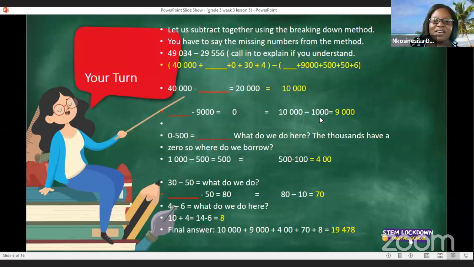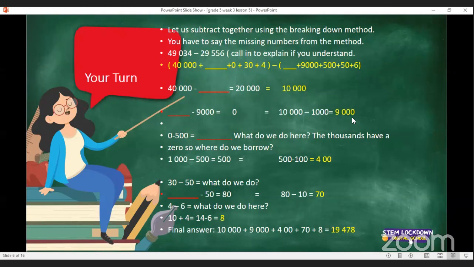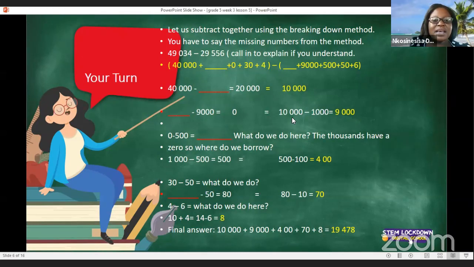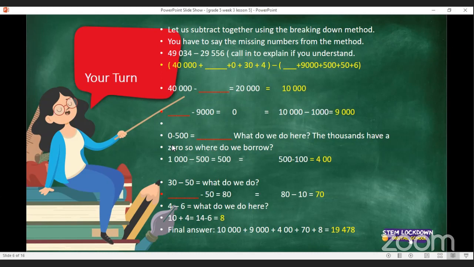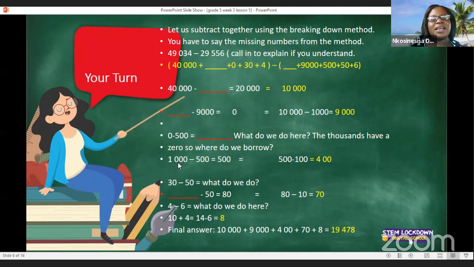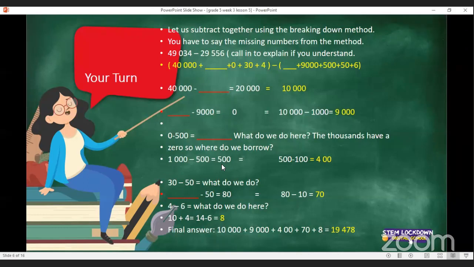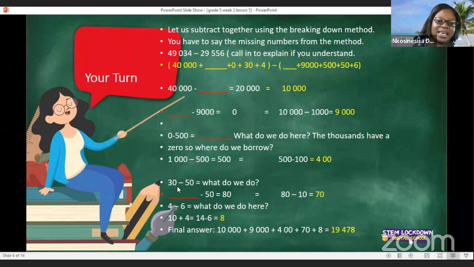We can now borrow the 1,000. And yes, well done. And then when we borrow the 1,000, how many thousands are left by the thousands? 9,000. 9,000, well done. And then the 1,000 that we borrowed from the thousands, where did we put it? By the? It's going to be in front of 500. Yes, by the hundreds. And then 1,000 minus 500 gives us? 500. Well done. Now we come to the tens, right?